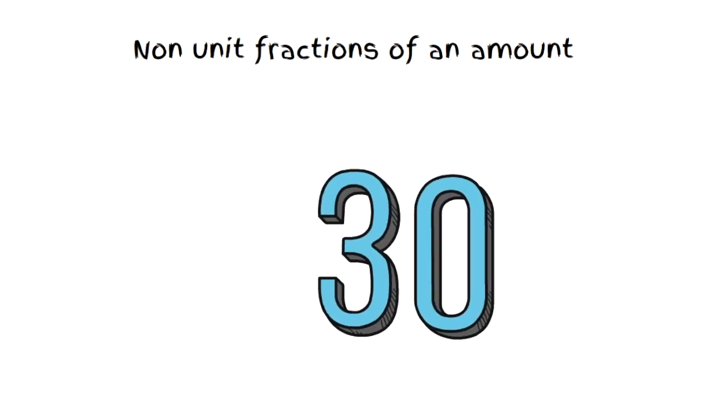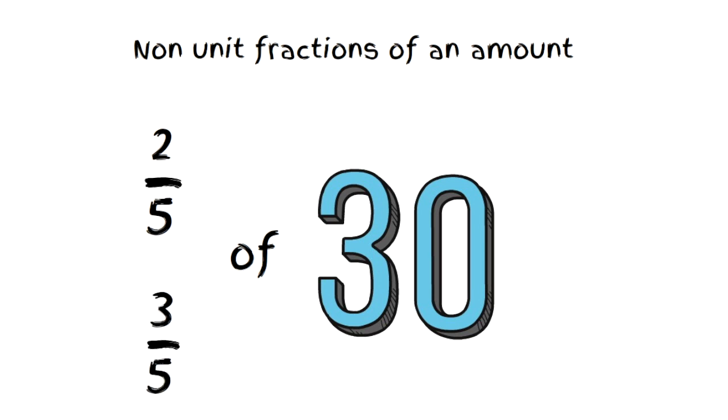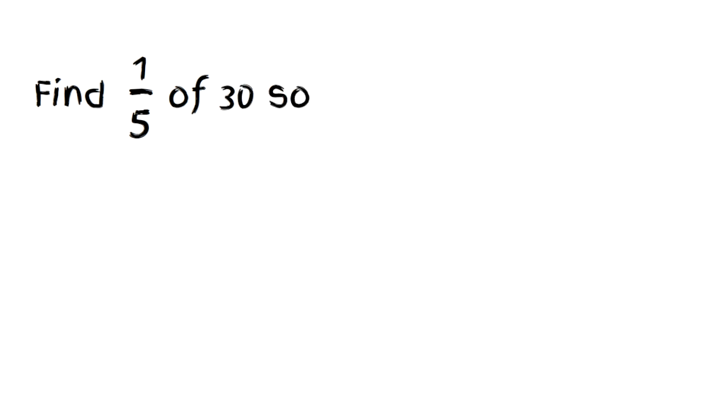Once your child can find a unit fraction of an amount, they will also need to be able to find a non-unit fraction of an amount. So let's go with an example of 30. They might be asked to find 2/5 of 30, or maybe 3/5 of 30. To begin with, they will need to find 1/5 of 30, or 1 part, and they do this by dividing 30 by 5, which is 6.